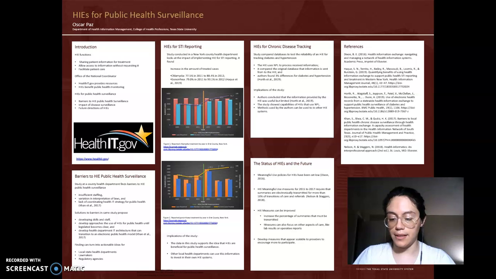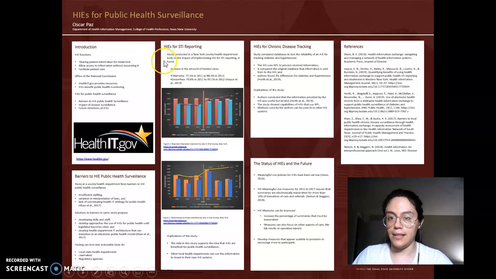Solutions proposed in the study were to develop skills and staff and develop approaches that use HIE for public health until legislation becomes clear, and develop health department IT architecture that can transition to an electronic public health model. The findings identified by the study can be turned into actionable ideas for entities such as local, state health departments, lawmakers, and regulatory agencies.